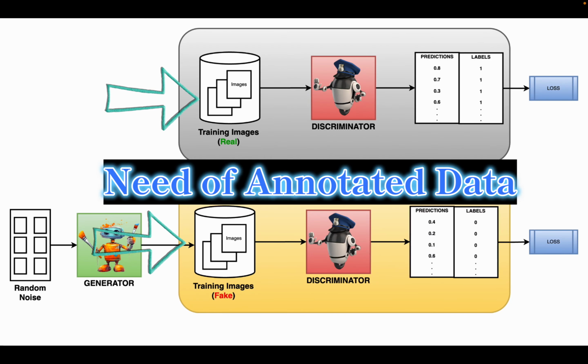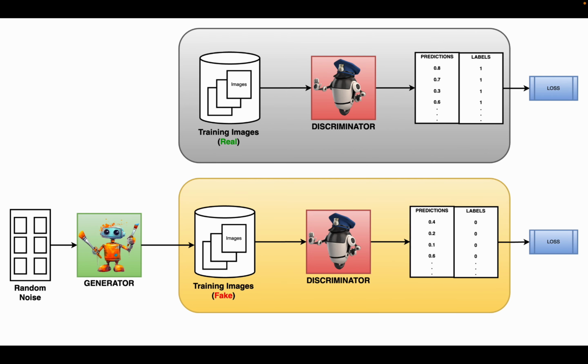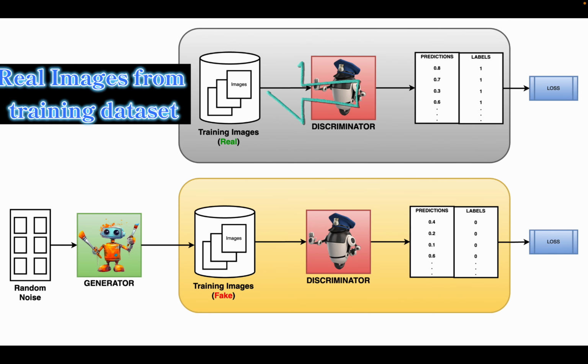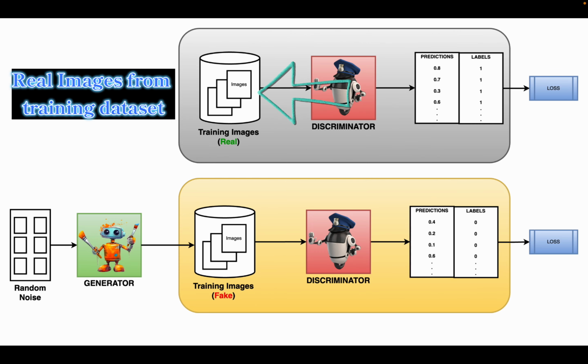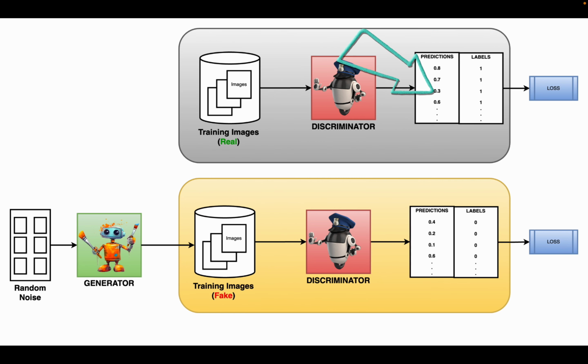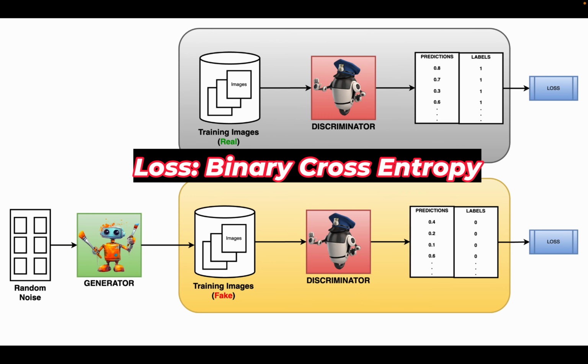Now, in order to train this discriminator, we must have an annotated training data. Here 0 will represent that image is fake and 1 will represent that an image is a real one. Now we already have real images from original dataset. We can focus on grayish portion for now where the gold labels are ones and predictions are represented with this probability. These predictions are coming from discriminator. Now the loss that we will be using is binary cross entropy.